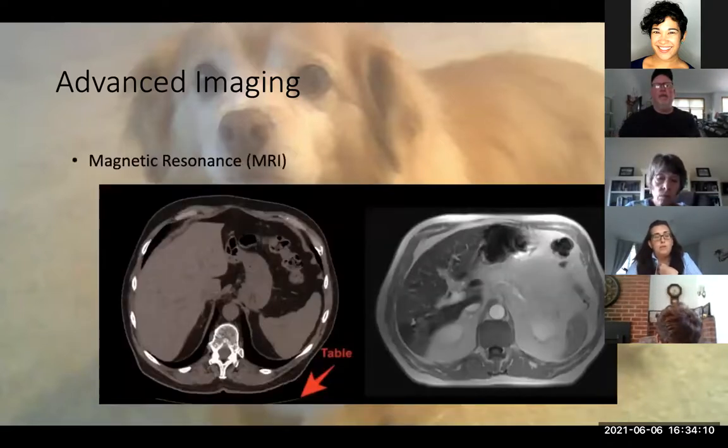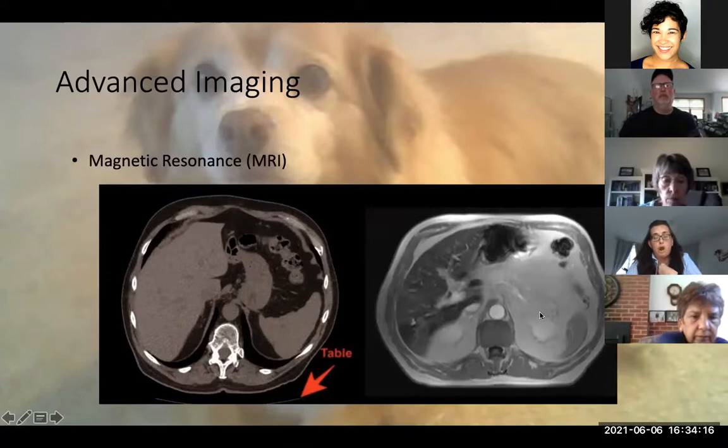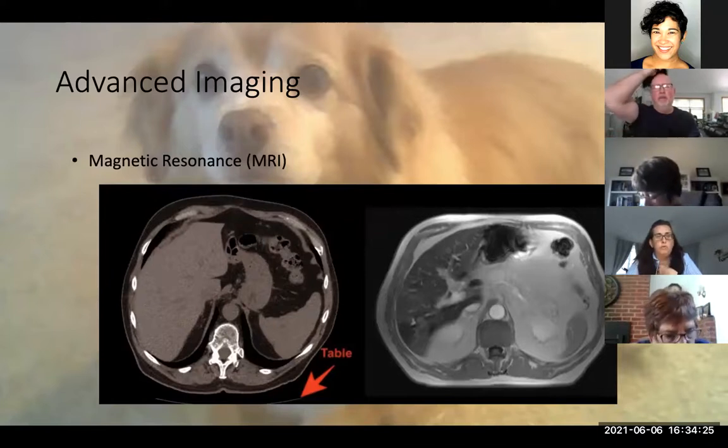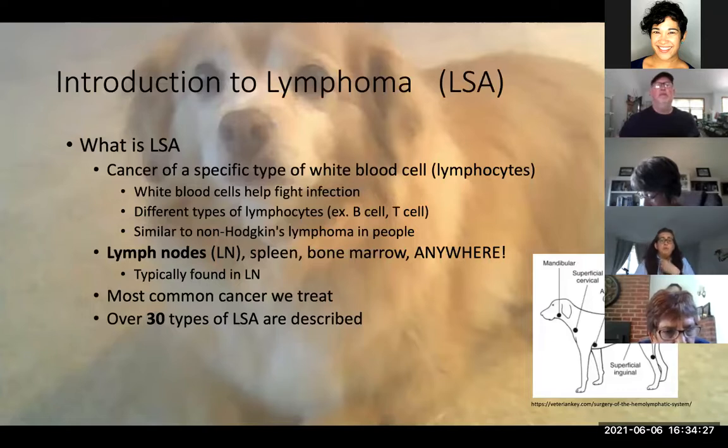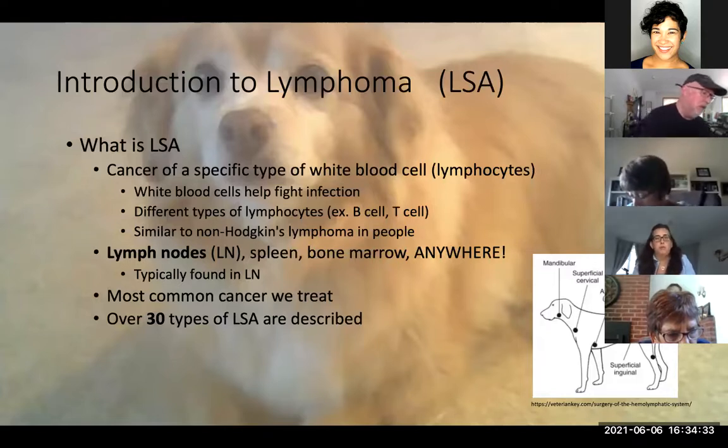Another, just to show you that MRI versus CT, the image on the left is CT, the image on the right is MRI. As you can see, this is the exact same location and how different they are. And again, just to show you why we might actually end up recommending both of those images. So that's just to go over what to look out for, what tests we should talk about doing, and why we would do them. And then I'm going to talk a little bit about lymphoma.